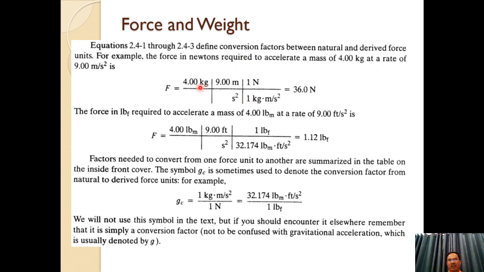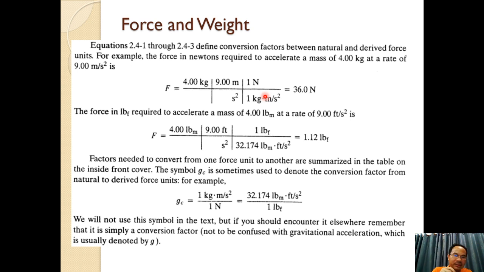Then you can convert from kilogram meter per second square to Newton, because 1 kilogram meter per second square equals 1 Newton. This is also a conversion factor. And then the result is 36.0 Newton. The unit kilogram meter per second square is equivalent to Newton, based on 1 kilogram meter per second square equals 1 Newton.